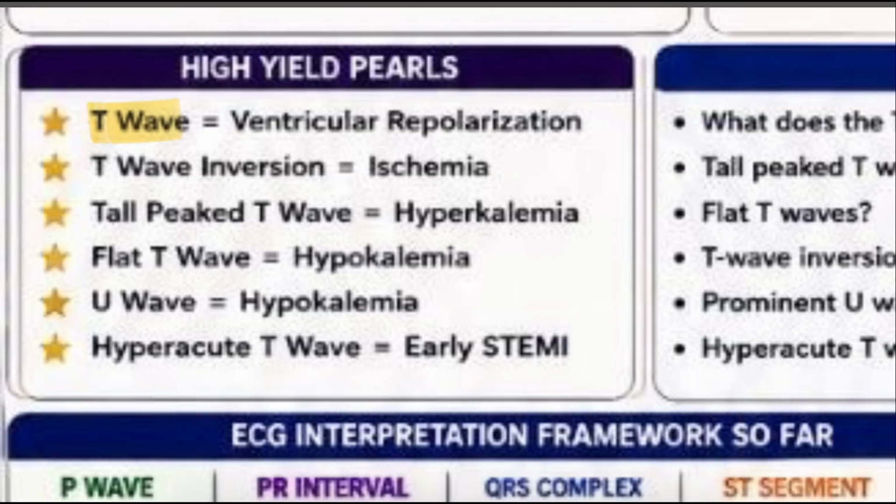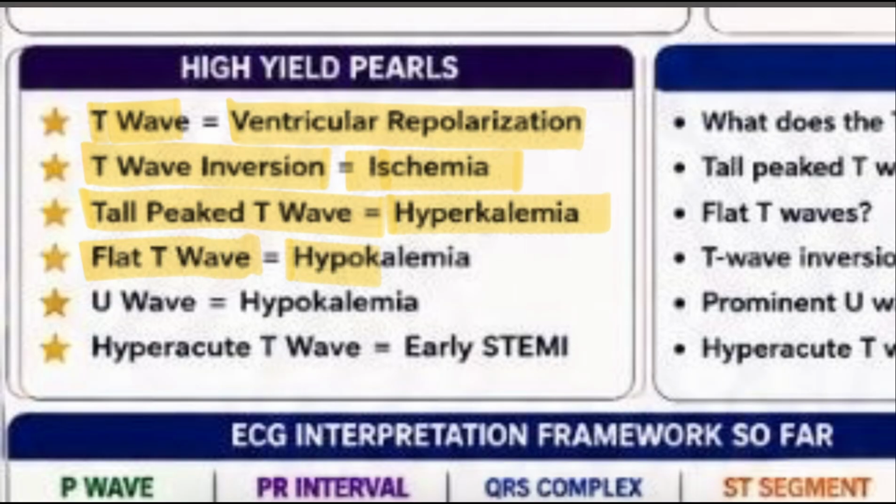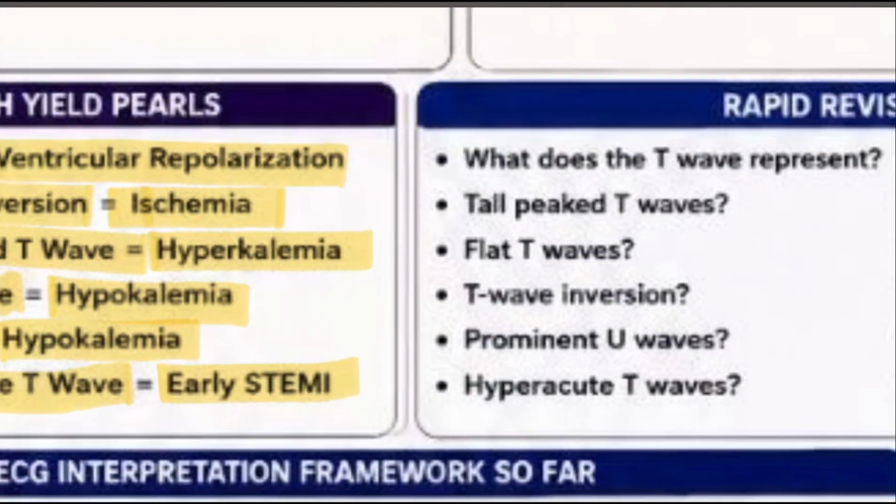That is, the T wave means ventricular repolarization, and T wave inversion means we have to suspect ischemia. Tall peaked T waves mean we have to suspect hyperkalemia. A flat T wave means we have to suspect hypokalemia. And a U wave means we have to suspect hypokalemia. And a hyperacute T wave means we have to suspect early STEMI.